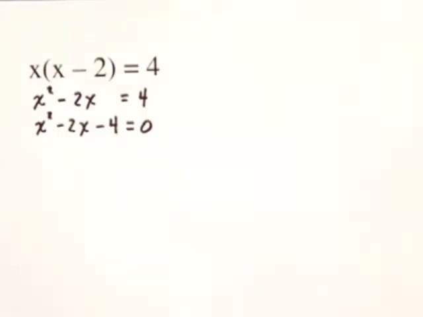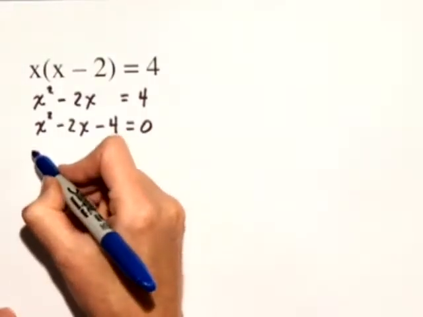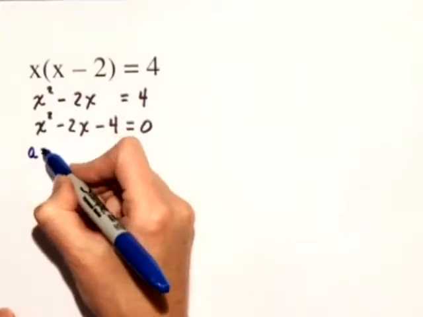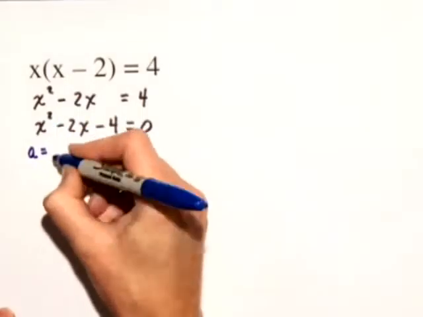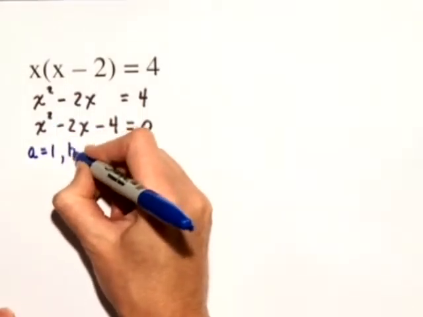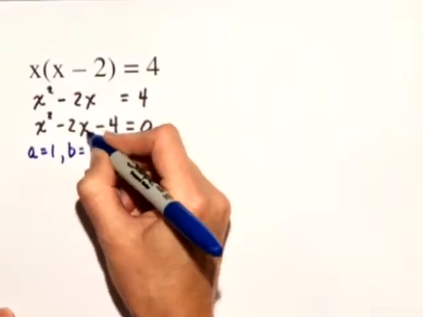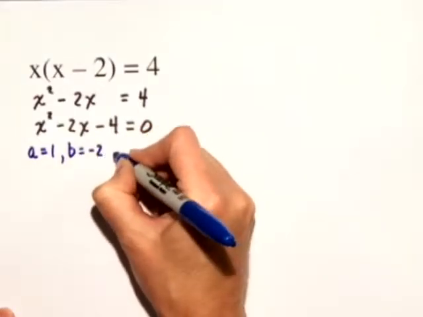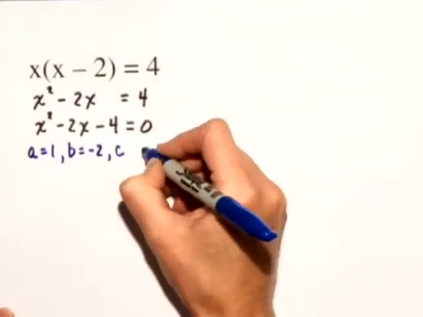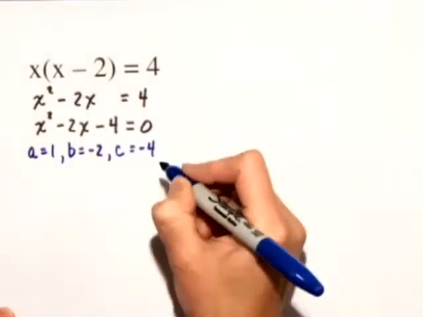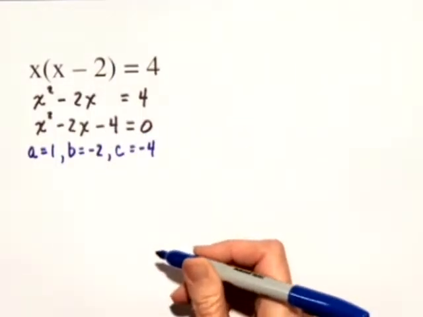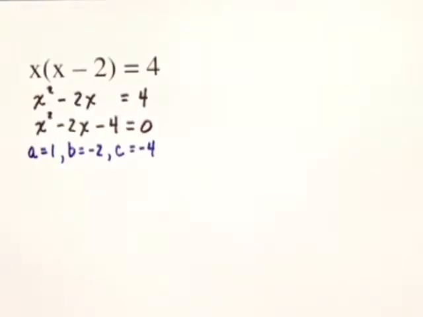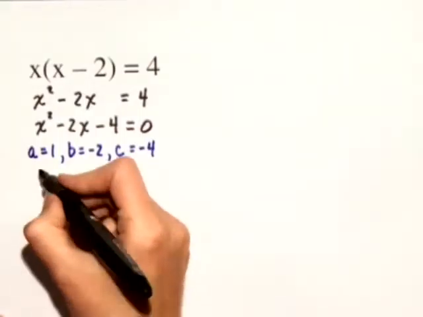Now remember, we have to identify what a, b, and c are. A is always the constant in front of the x squared term, so a is 1. B is the constant in front of the linear term, so it's negative 2. And c is our constant term, negative 4. And we'll go ahead and substitute a, b, and c into the quadratic formula.